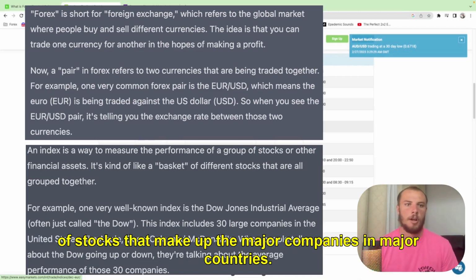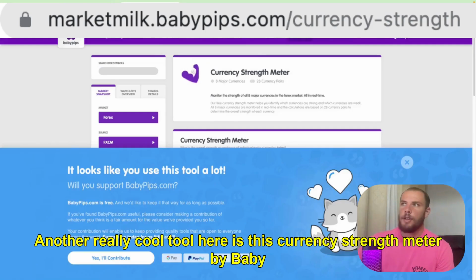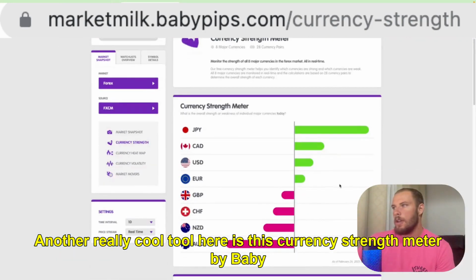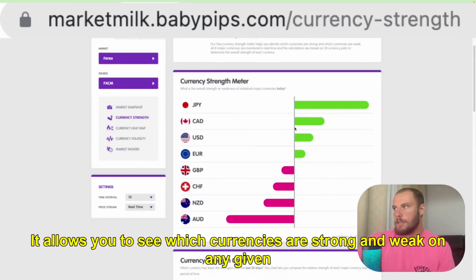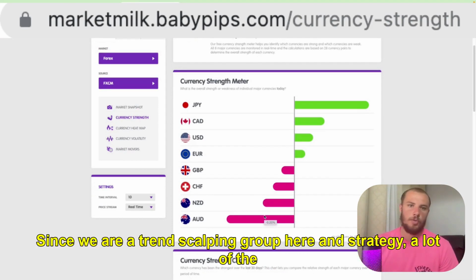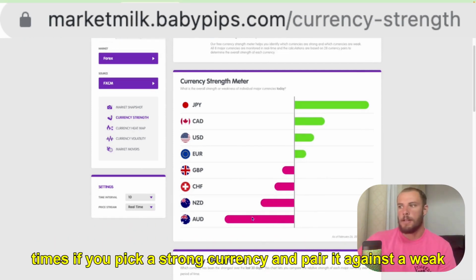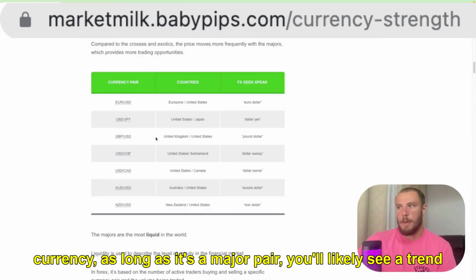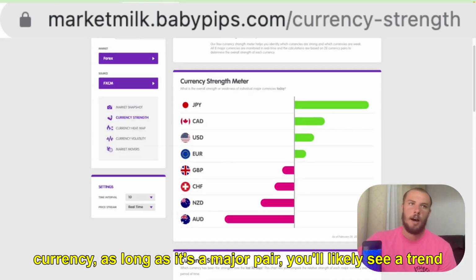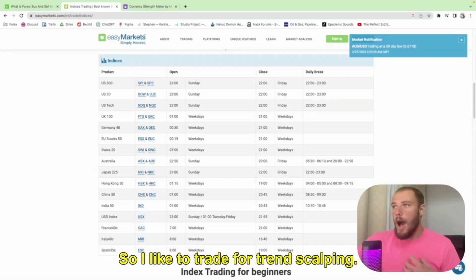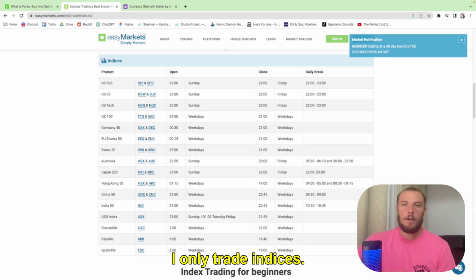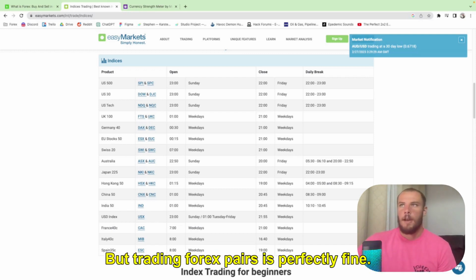And another really cool tool here is this currency strength meter by Baby Pips. It allows you to see which currencies are strong and weak on any given day. Since we are a trend scalping group here and strategy, a lot of the times if you pick a strong currency and pair it against a weak currency, as long as it's a major pair, you'll likely see a trend there. So I like to trade for trend scalping. I only trade indices, but trading Forex pairs is perfectly fine.